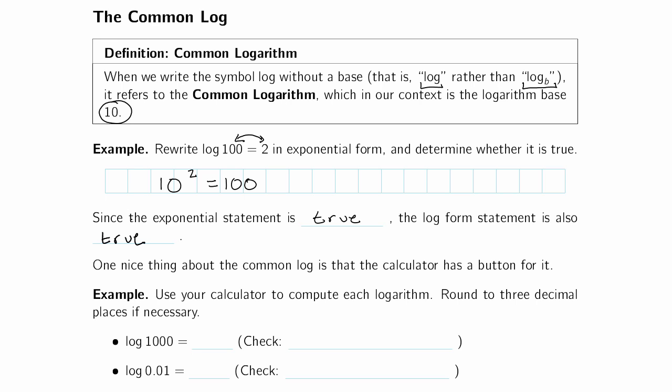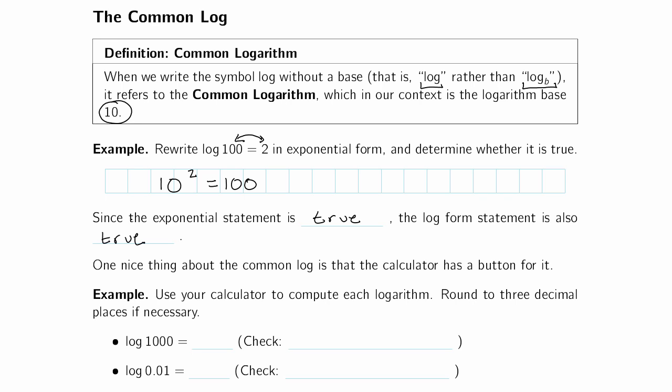Okay, so what's so great about the common log? There are a couple of things, but one of them is that the calculator has a button for it. Now you might be wondering, why does the calculator have a button for the common log and not for any old log? And the answer is that historically, calculators didn't have the memory to store any old log, and as we'll see shortly, if we can find the common log, then we can find any old log.